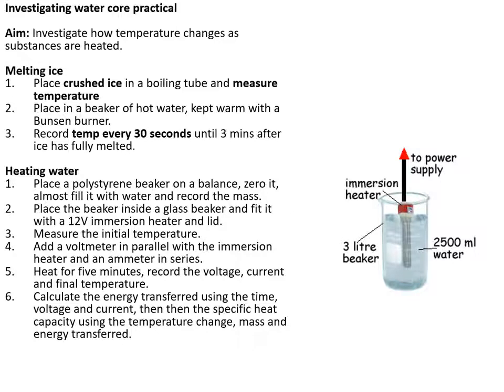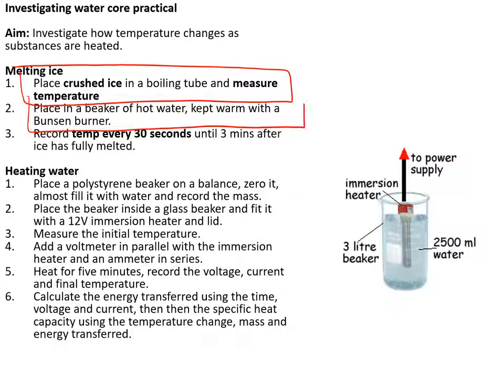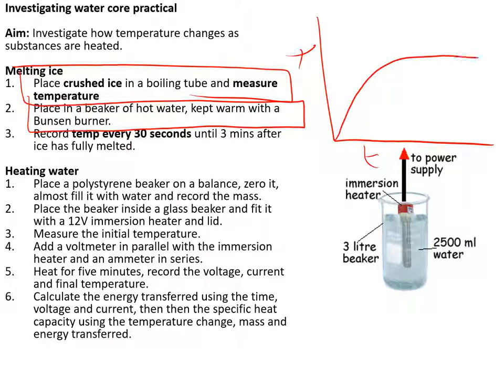And again, we investigated this with the water core practical. So we investigated how temperature changes as substances are heated. So we took some ice, we put crushed ice in a boiling tube, and we measured its temperature. Then we placed it in a beaker of hot water, which was being kept warm with a Bunsen burner, and we recorded the temperature every 30 seconds until 3 minutes after the ice had fully melted. And if we were lucky and we drew a graph of time and temperature, the graph did something like that. And then before it went up again, this flat bit represents what was happening during melting.